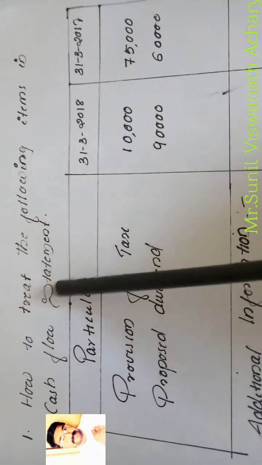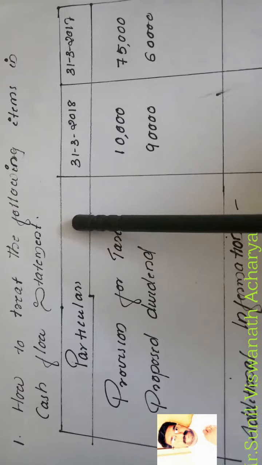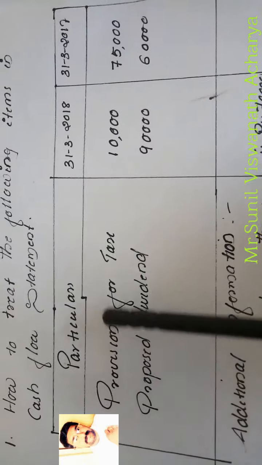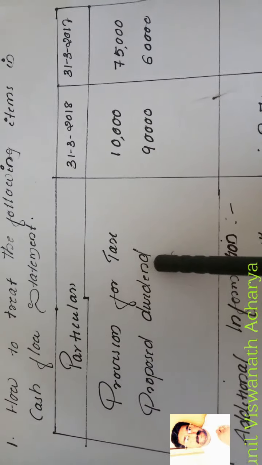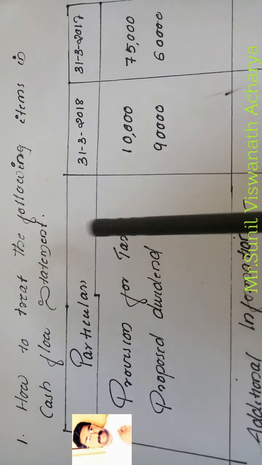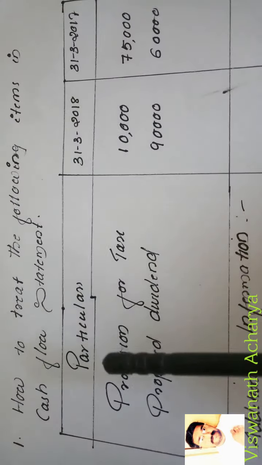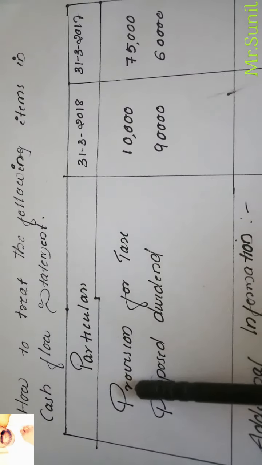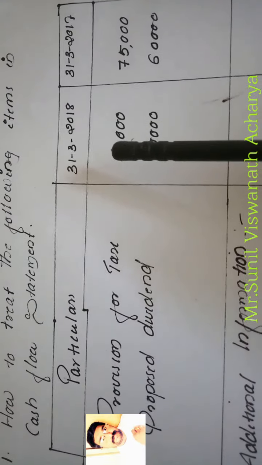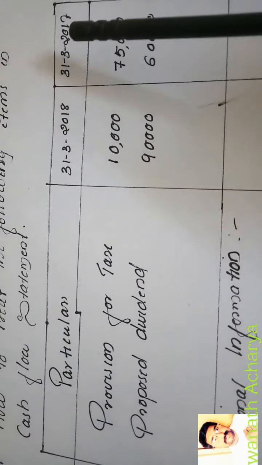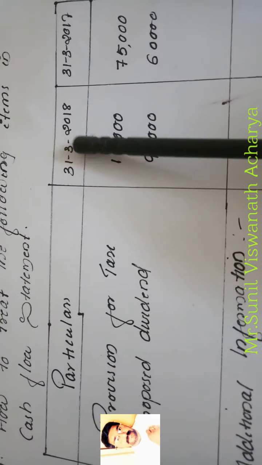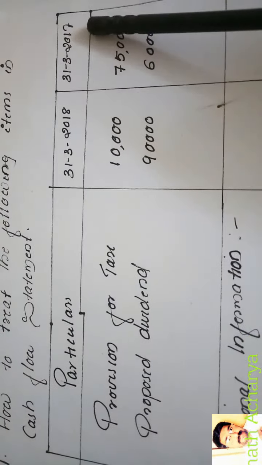Hi dear students, today we will discuss how to treat provision for tax and the proposed dividend in the operating activities of the cash flow statement. See how to treat the following items in the cash flow statement. Two items in the balance sheet are given in an extract. One item is provision for tax, with two years of information given, 31st March 2017 and 31st March 2018. So 2018 is the current year, 2017 is the previous year.